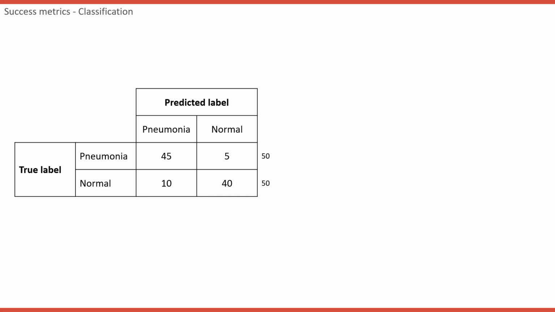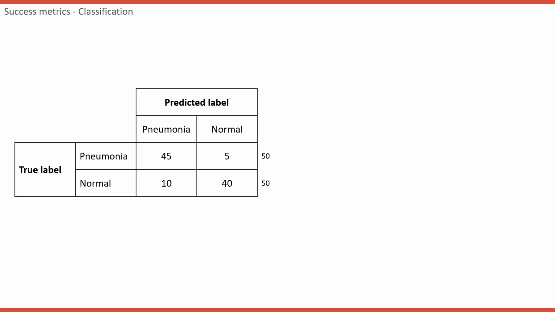Here, in this table, columns show the predictions of our model, while the rows show the actual labels. As you can see on the screen, out of the 100 test images we used, there are 50 pneumonia and 50 normal cases. Of the 50 pneumonia images, our model predicted 45 of them correctly and 5 of them incorrectly. Similarly, looking at the normal images, our model predicted 40 of them correctly as normal. For 10 images, it had mistakenly predicted pneumonia.